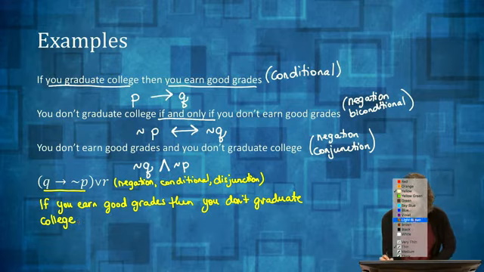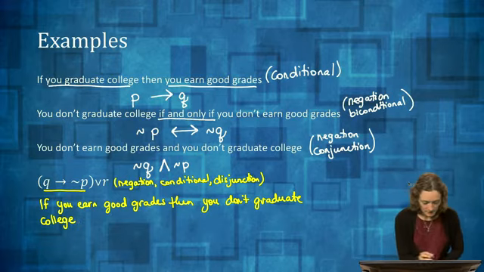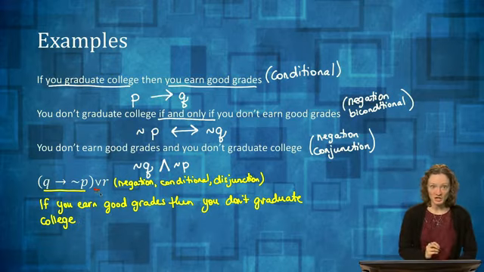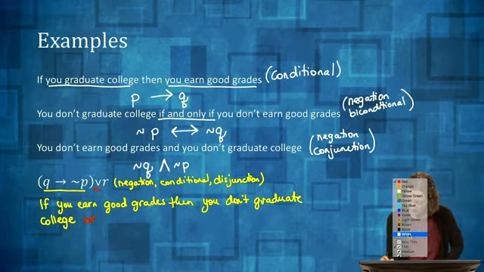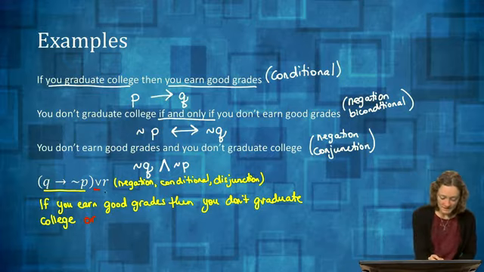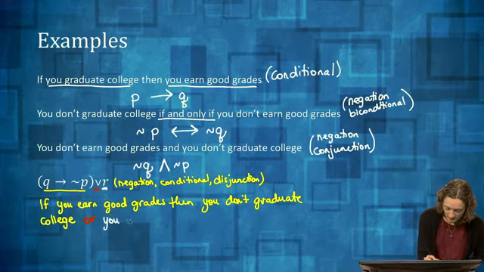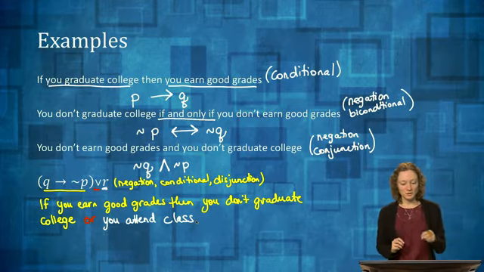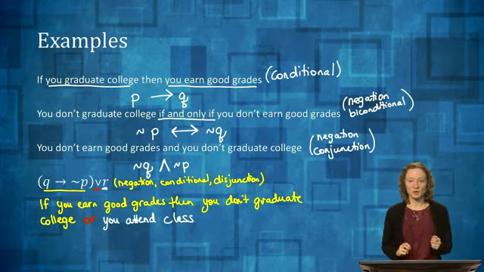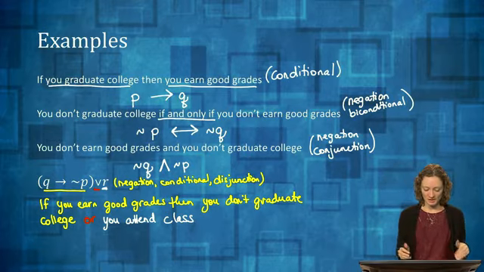There's that idea. The connector we have, the disjunction, tells us they're going to get pulled together with the word or. And then the second component, R, you attend class. If you earn good grades, then you don't graduate college or you attend class. This is the translation of it.